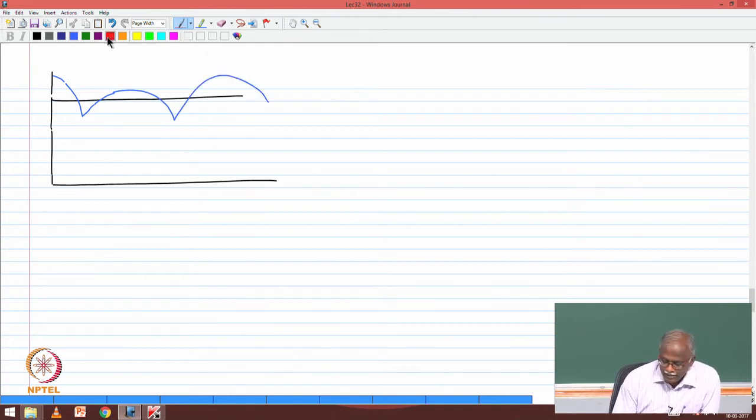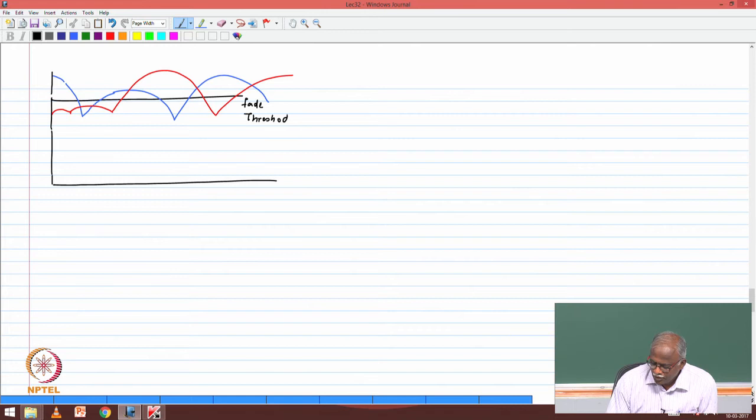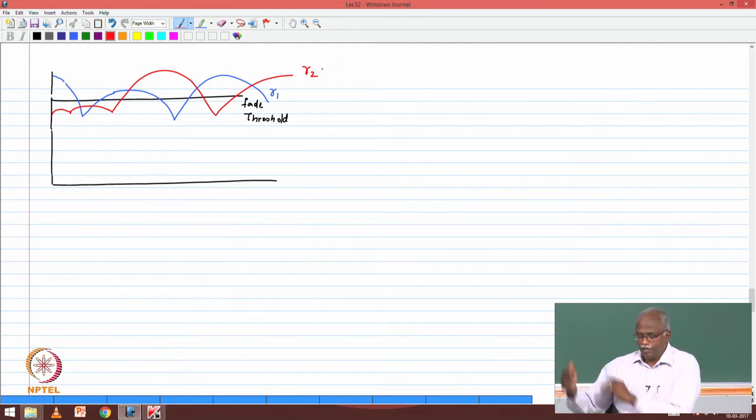The second antenna has the following pattern. Okay, so this is the fade threshold. This is the fade threshold. The blue lines are gamma 1. This is gamma 2. That means the SNR of antenna 1 and antenna 2.